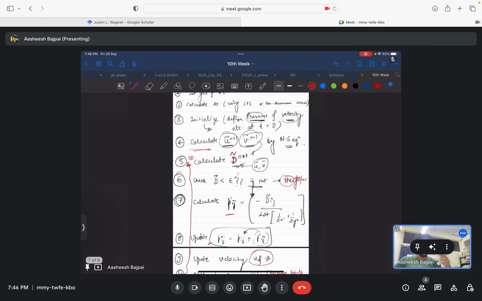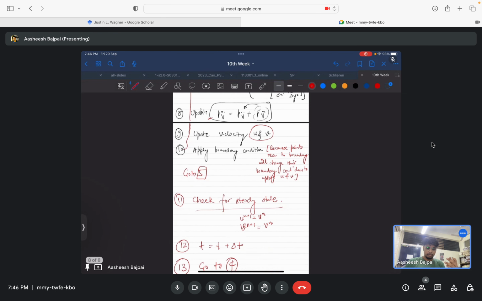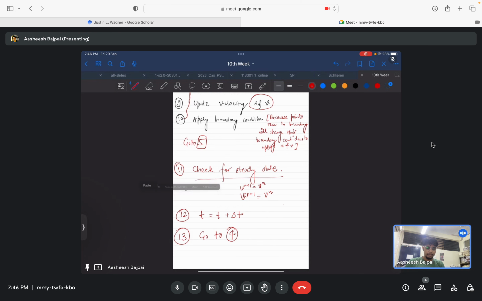So for the next time step when we move, for this time step we have calculated, and we have said that it has reached a steady state and our values are correct, and we have calculated the pressure values, and then we will again add the delta t in the time, and again go for that iteration for the next time step. And now you can ask questions.